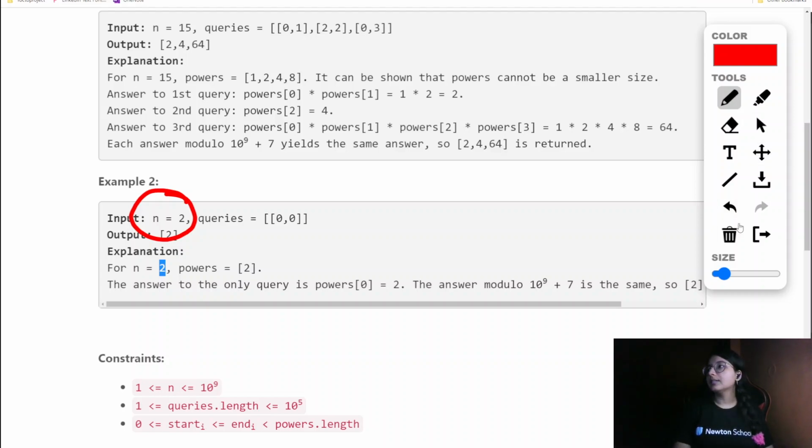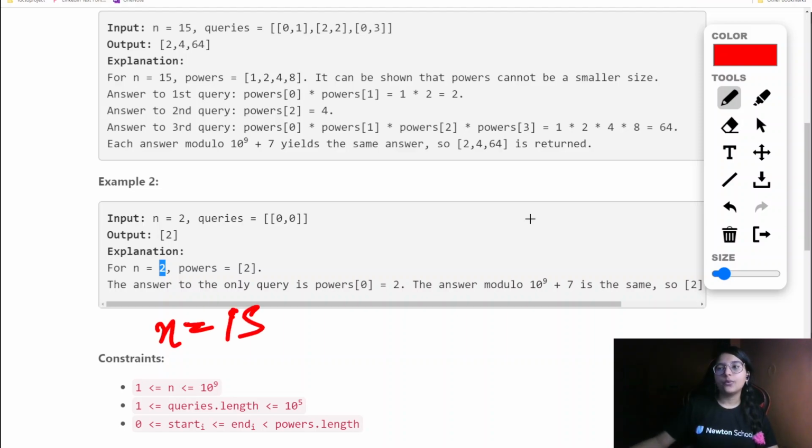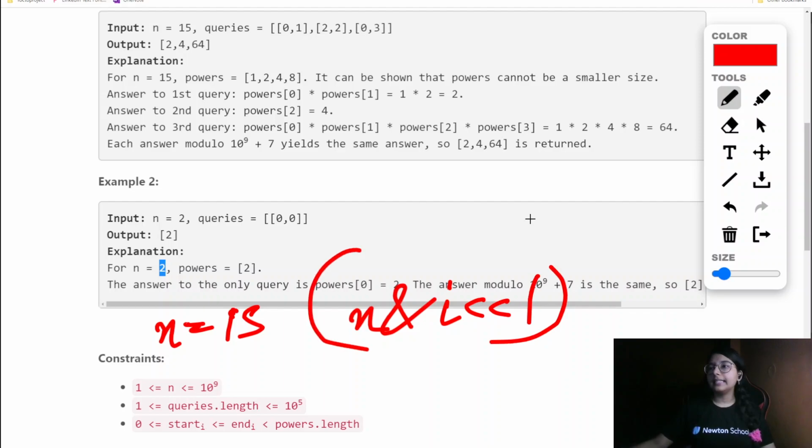So before going ahead with the coding part of this question, one thing I want to clear: whatever n is there, what we will be required to do is check for the set bit. If that is not equal to 0, then we push that particular power into our powers array.